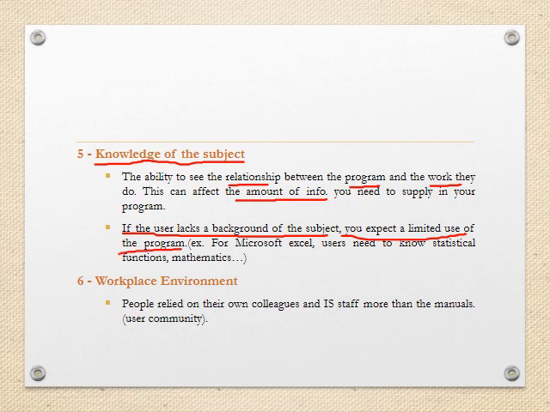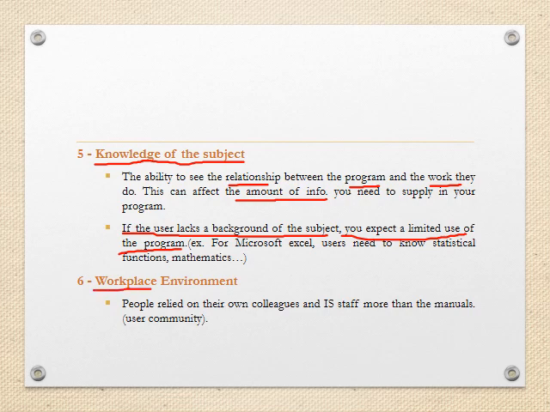In general, we say that the more knowledge users have about the program that we are trying to document, the less detailed information they need to be supported in order to learn about the program. For example, if we have a tax program, we are expecting an accountant would probably need less background information than the people who are using the program for the first time.